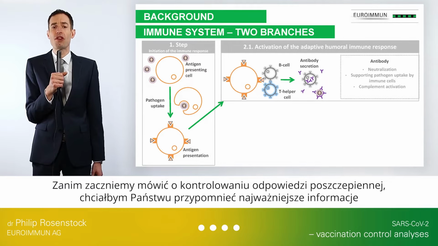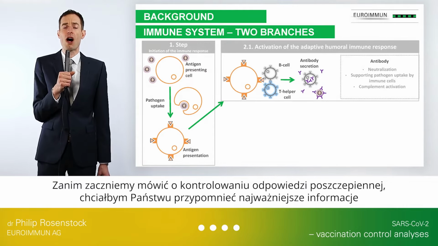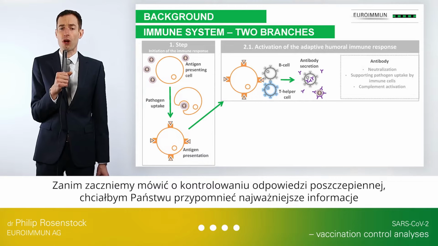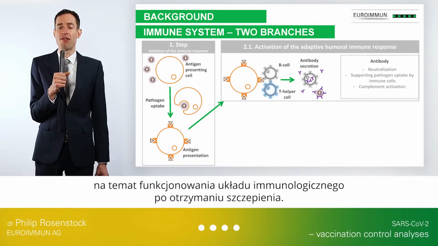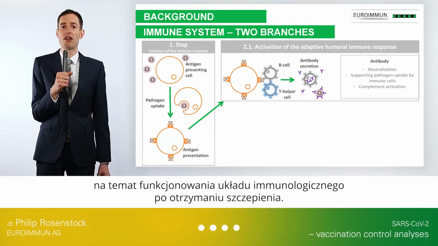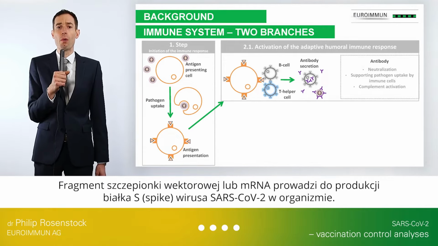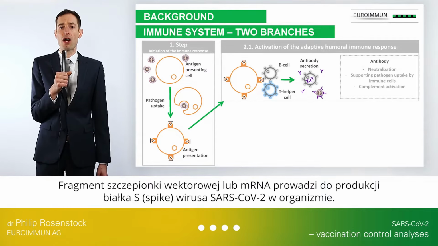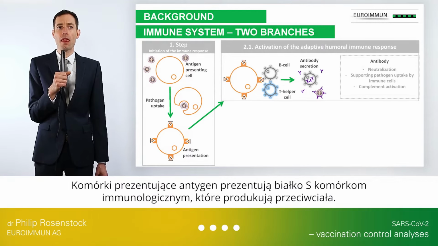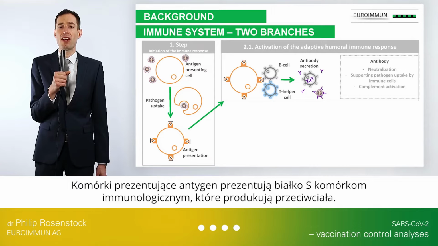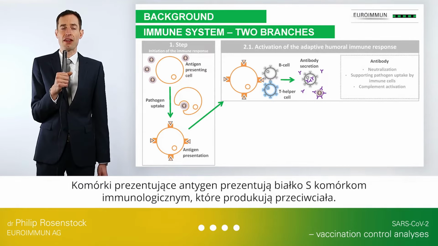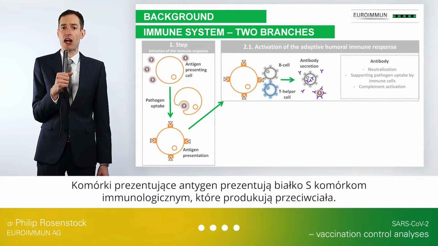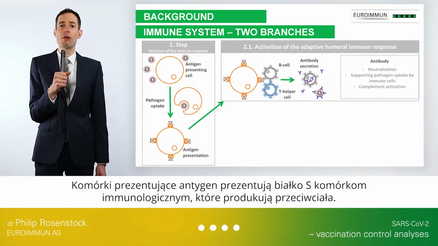But before we talk about the immune status control, I'd like to also show some background of the immune system that is triggered after the vaccination. So the vaccine itself, or parts of the vaccine, or the mRNA are leading to the presence of spike protein. And this spike protein is then taken up by antigen-presenting cells, and these antigen-presenting cells are then presenting subparts of the spike protein to immune cells.